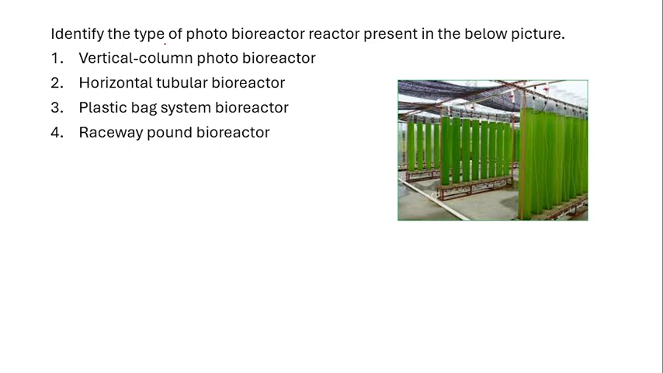Now identify the type of photobioreactor present in the below picture. So what is this type of reactor? Vertical column photobioreactor, horizontal tubular bioreactor, plastic bag system bioreactor, raceway pond bioreactor. So this is very simple, right? The algae is cultured vertically. So this is a vertical column photobioreactor.